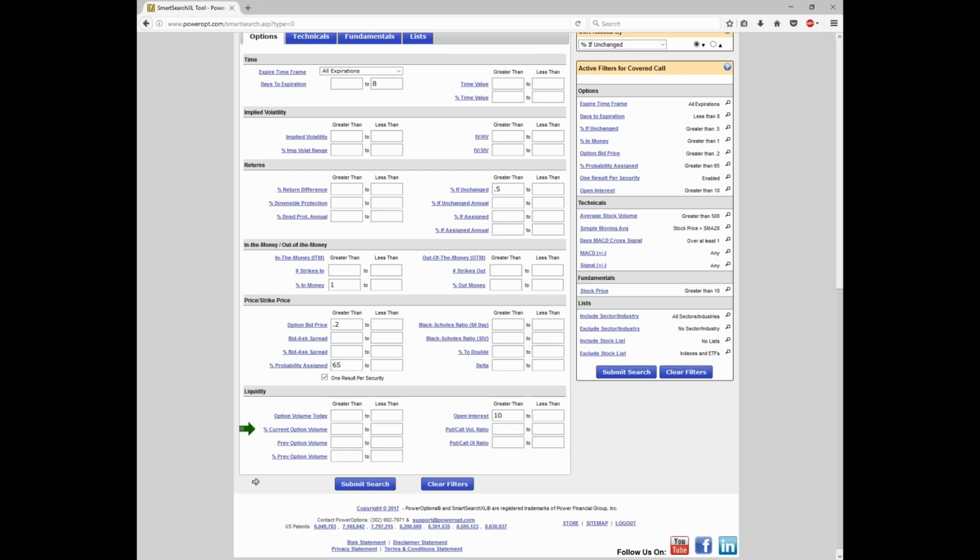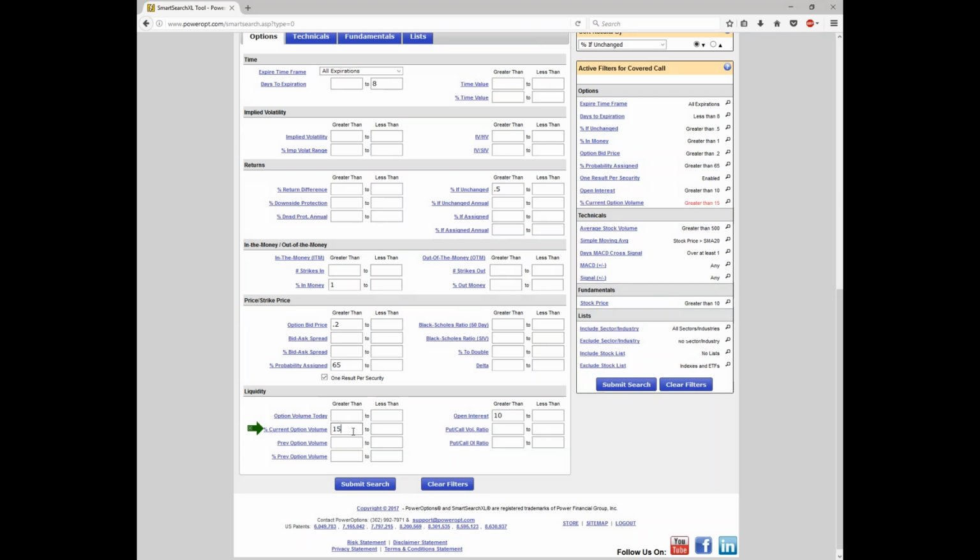In addition to volume, you can also screen for percent current option volume. If I only wanted to see stocks where the option volume is at least 150% of the average of the last 90 days, I'll put a percent current option volume of 150. Not guaranteeing we're going to see any results here.